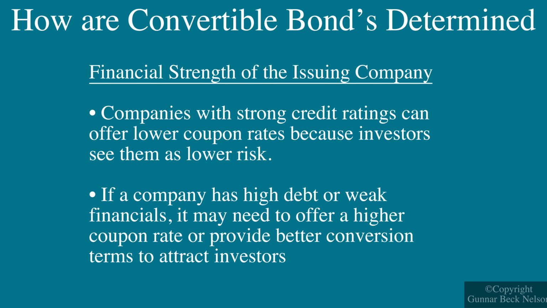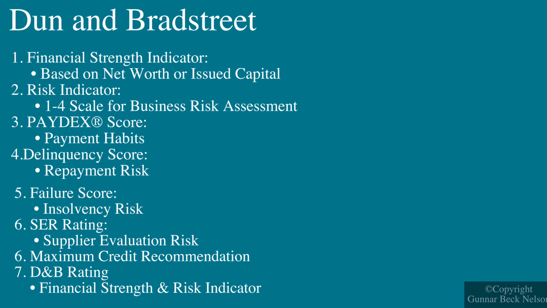Now, we first need to ask ourselves, how are convertible bonds actually determined? Well, it's mostly related to the company's finances, where specifically companies with strong credit ratings can offer lower coupon rates because investors see them as lower risk. And if a company has higher debt or weak financials, it may need to offer a higher coupon rate or provide better conversion terms to attract investors. And Dun & Bradstreet is typically used to determine a business's creditworthiness.